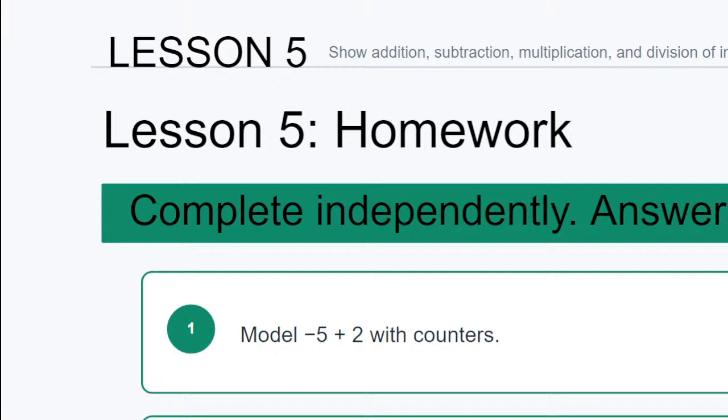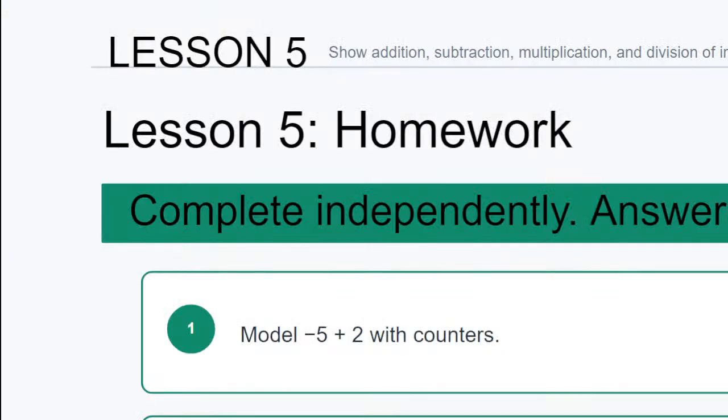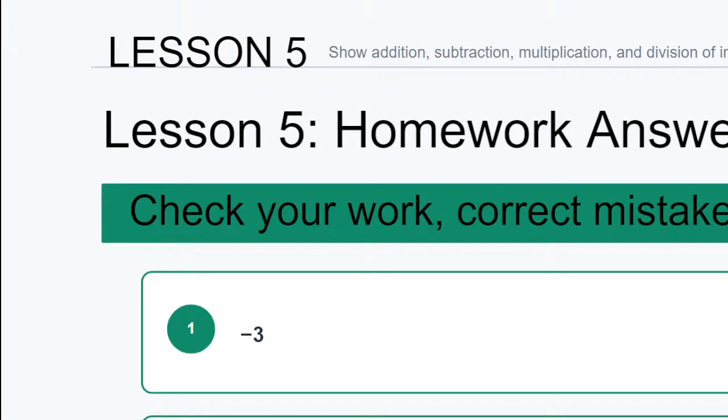It's the homework. Number 1, model -5 plus 2 with counters. Number 2, use a number line to show -2 minus 5. Number 3, model -4 times 2 using groups or a sign pattern. Number 4, use a model or reasoning to find -15 divided by 3. Number 1 is -3. Number 2 is -7. Number 3 is -8. Number 4 is -5.